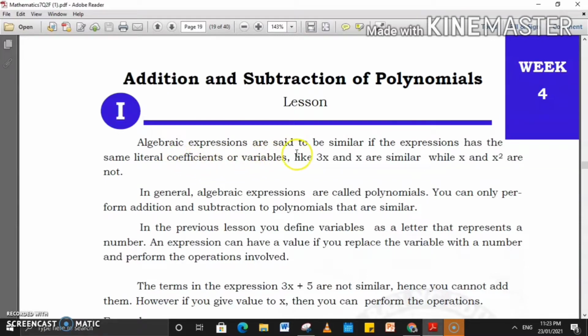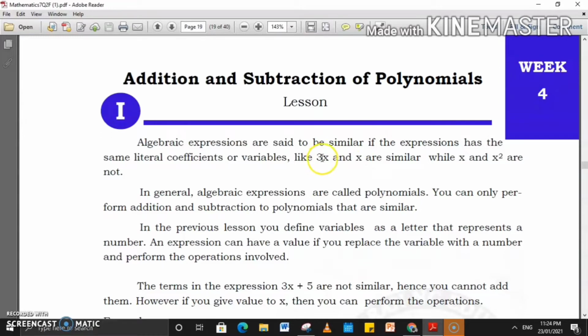So, algebraic expressions are said to be similar if the expressions have the same literal coefficients or variables. Halimbawa, ang 3x at x, they are similar terms. So, tatandaan yung word na similar terms or like terms. Bakit? Kasi parehas x yung kanilang literal coefficient o yung ating variable and parehas 1 ang exponent. Titingnan, paano masasabing similar ang dalawang terms kapag parehas ang variable at parehas ang exponent ng variables. Okay? Sa literal coefficient, hindi sa numerical.